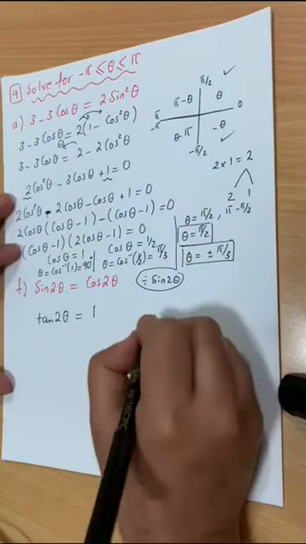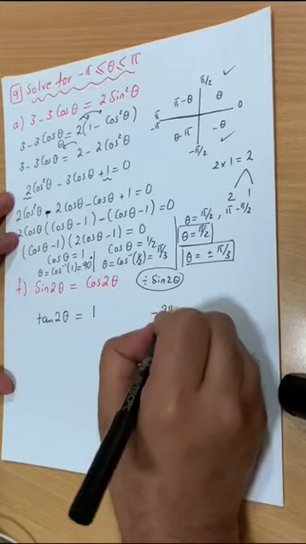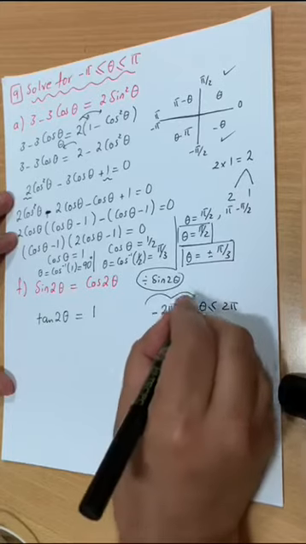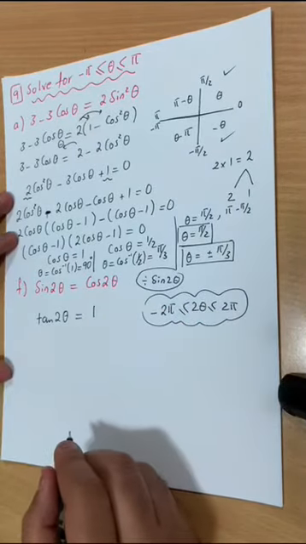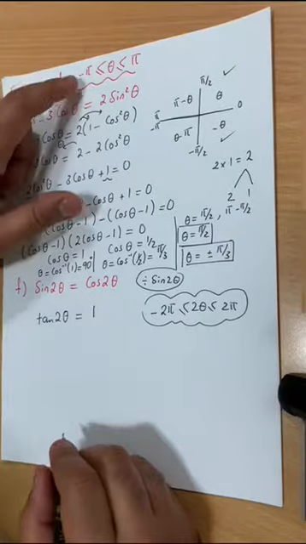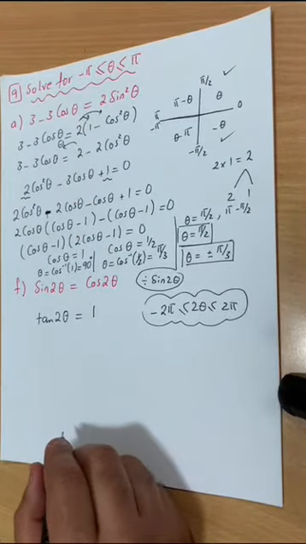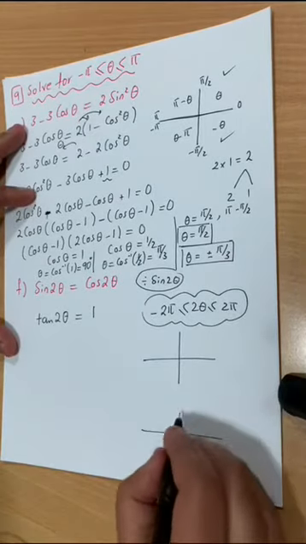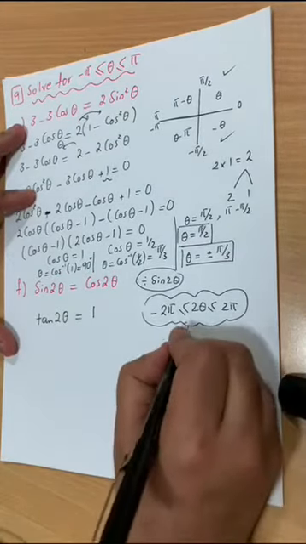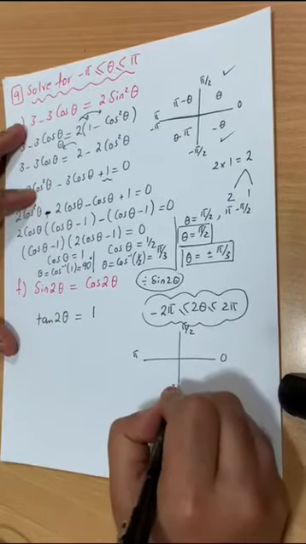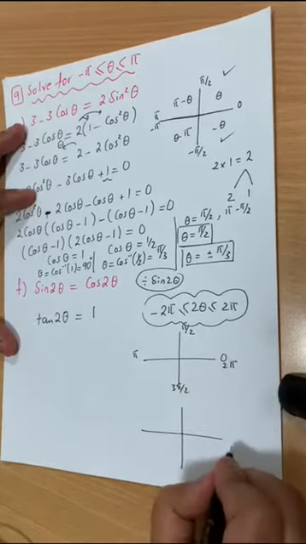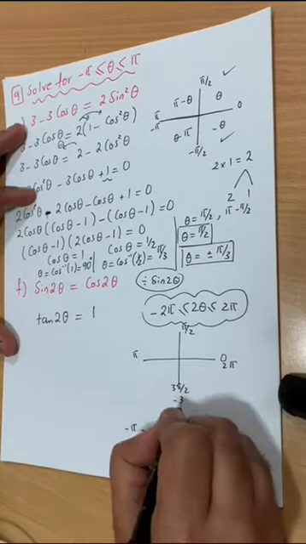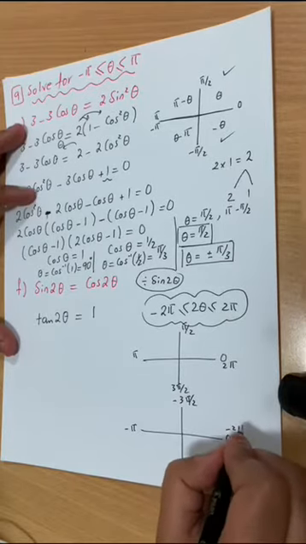You have to change the range. Now the new range is from negative 2 pi to positive 2 pi. How many quadrants? Basically from negative pi to pi you have 4 quadrants. Now when you double 4 you will have 8. So we have all the positive range and all the negative range: 0, pi over 2, pi, 3 pi over 2 and 2 pi. 0, negative pi over 2, negative pi, negative 3 pi over 2, and negative 2 pi.